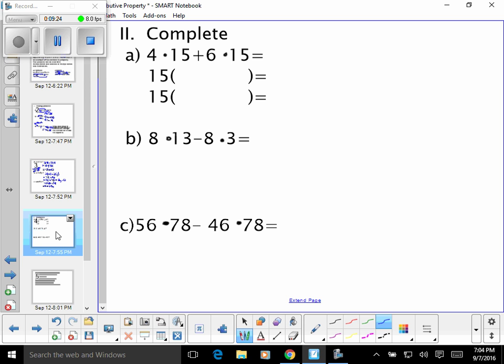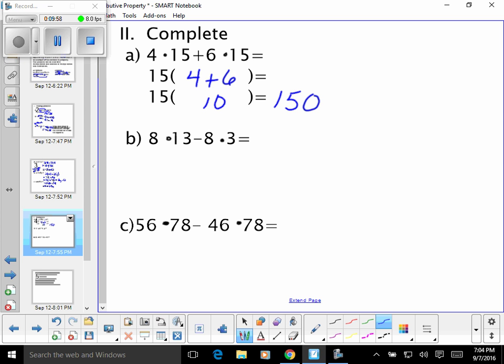So when you look at something like A, ask yourself, what is repeated twice? What's on the left side of the addition sign? What's on the right side of the addition sign? The thing that's the same is the 15. So what we really have is 15 times the quantity 4 plus 6. That really means that we have 15 times 10, and now we can use mental math to figure out that it's 150.